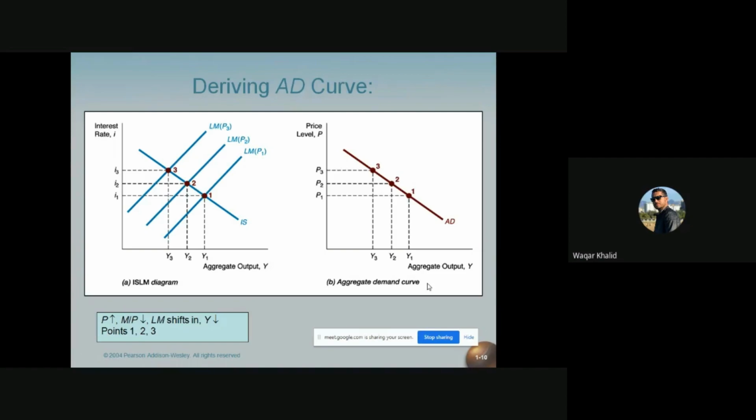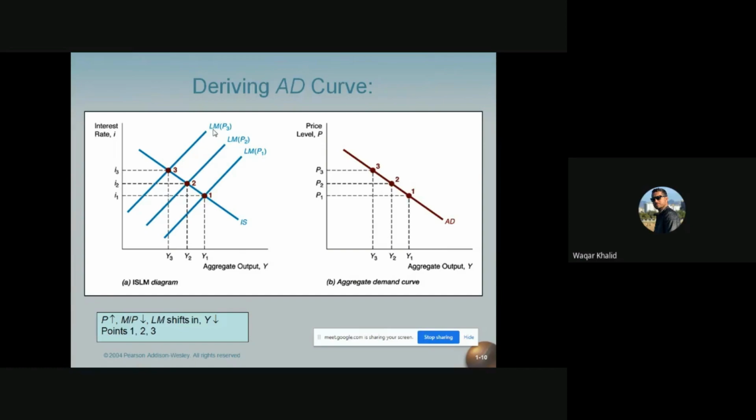Now, a further increase in the price level has occurred. Suppose now the price level has increased again from P2 to P3. From P2 to P3, what will happen? The LM curve will shift leftward from LM P2 to LM P3 because of a decline in real money balances.